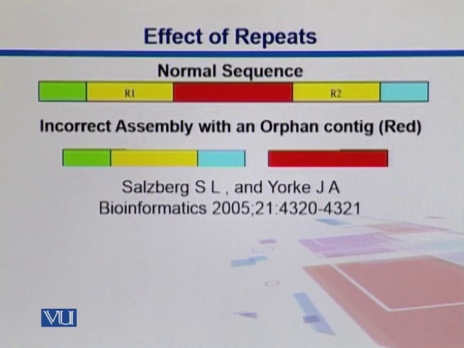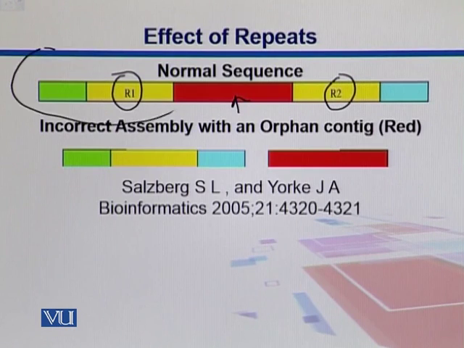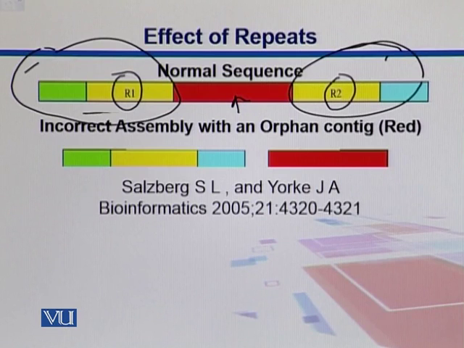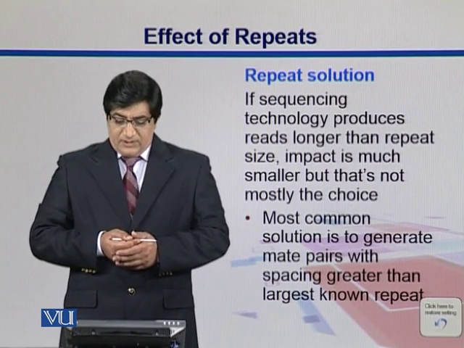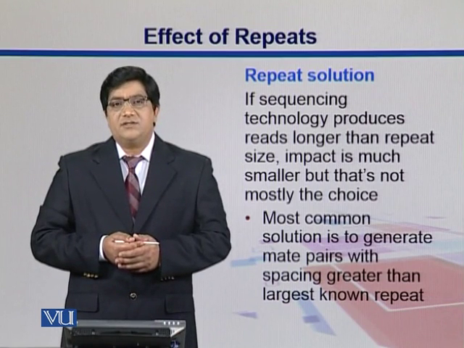For example, if we look at this picture, we can have a normal sequence. So we have repeats: here is R1 and the second copy of the repeat, R2, and in between we have a normal sequence. So what happens if we take this part and put it here? Since this part is repeated, the reads are put together and the software might take these two segments to be the same thing, and then we might skip this part right here, and it can stay as an orphan contig.